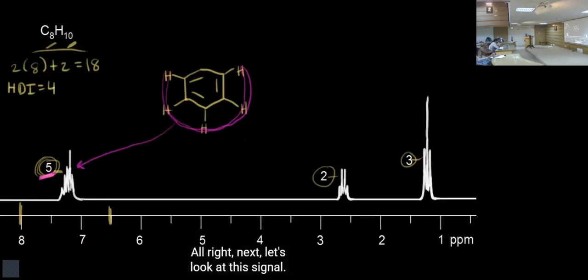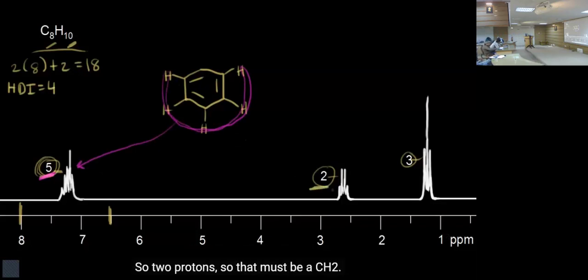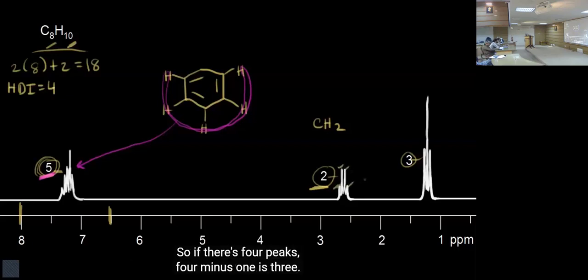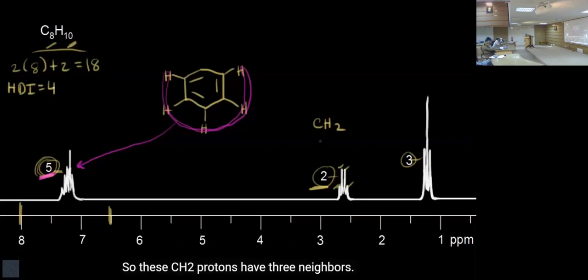All right, next, let's look at this signal. So 2 protons, so that must be a CH2. How many neighboring protons for the CH2? Well, there are 1, 2, 3, 4 peaks. So if there are 4 peaks, 4 minus 1 is 3. So these CH2 protons have 3 neighbors.